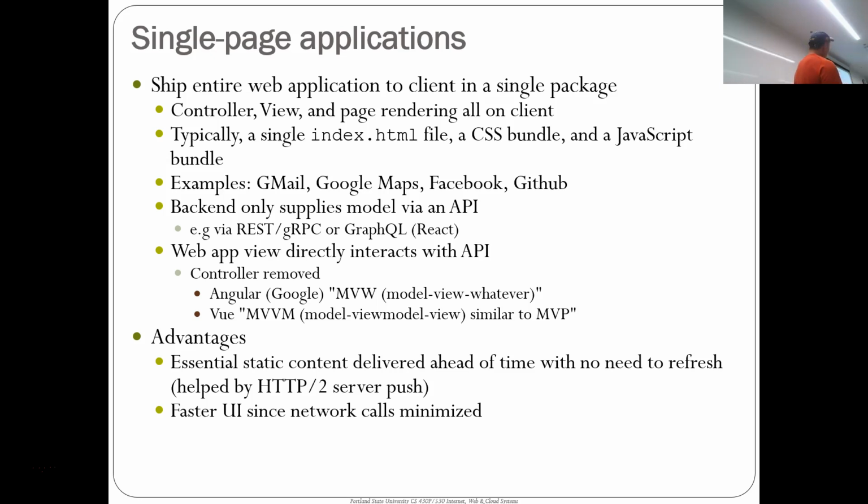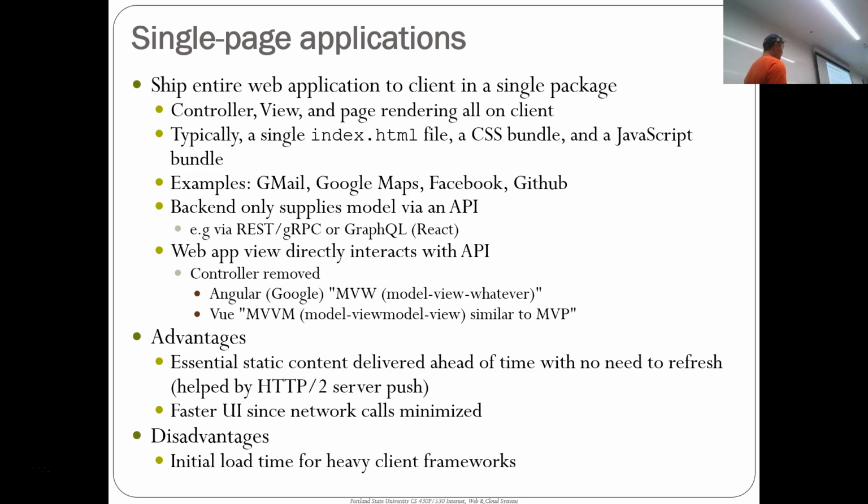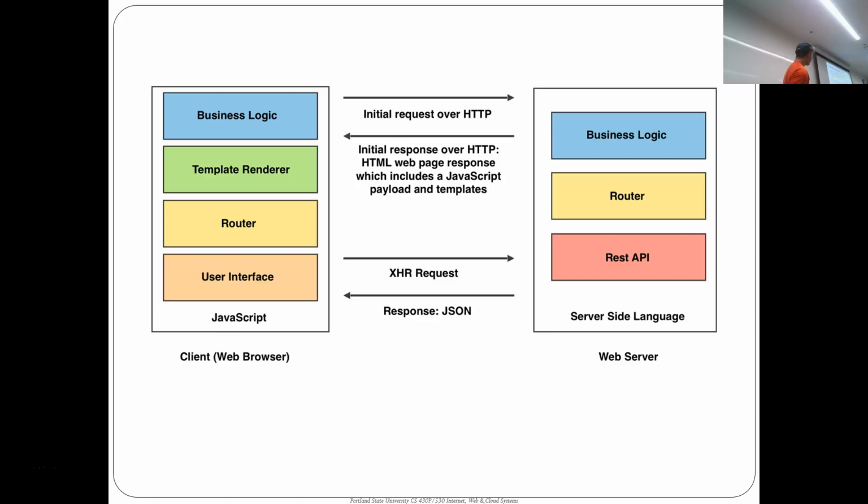So yeah, your network calls are minimized because you try and get that ahead of time, right? And it's super responsive. You don't even have to make a network request to get new pages out of your app. Okay, the disadvantage is you have an initial load time for heavy client frameworks. So when you hit the site and it sits there and loads, you want that to be as short as possible, basically.